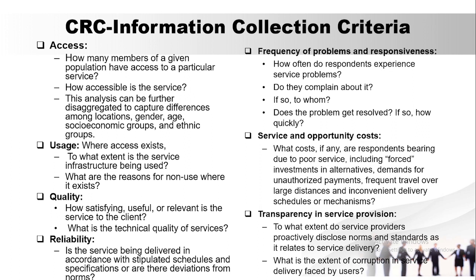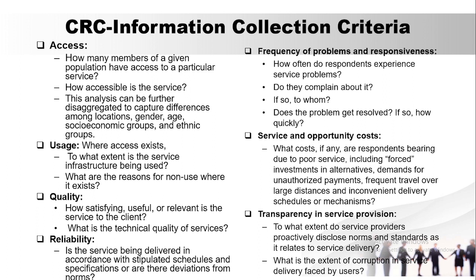You're understanding that if I make my complaint about, maybe, where normally our power is on and off, and it can take even 2 days without being on, how long does the company take to respond to it? You understand. You can say maybe it responds immediately or it takes its time, and then you know how to counteract the issue. Then service and opportunity costs: what costs, if any, are respondents bearing due to poor service, including investment in alternative sources, unauthorized payments, frequent travel over large distances, inconvenient delivery schedules. So service and opportunity costs.